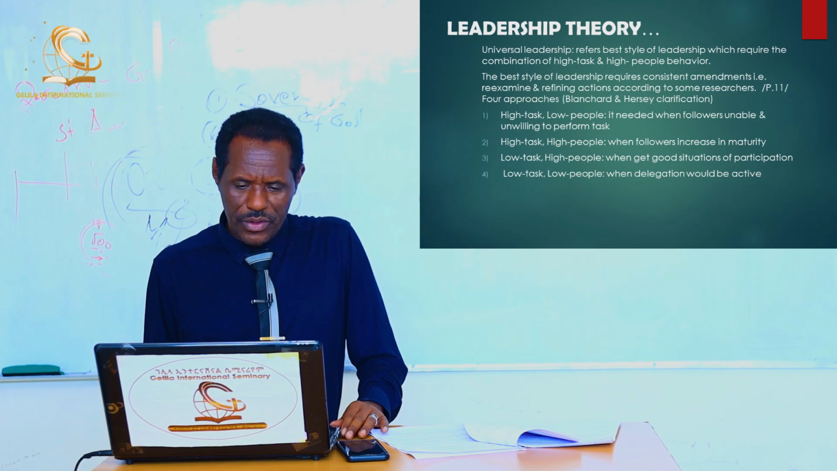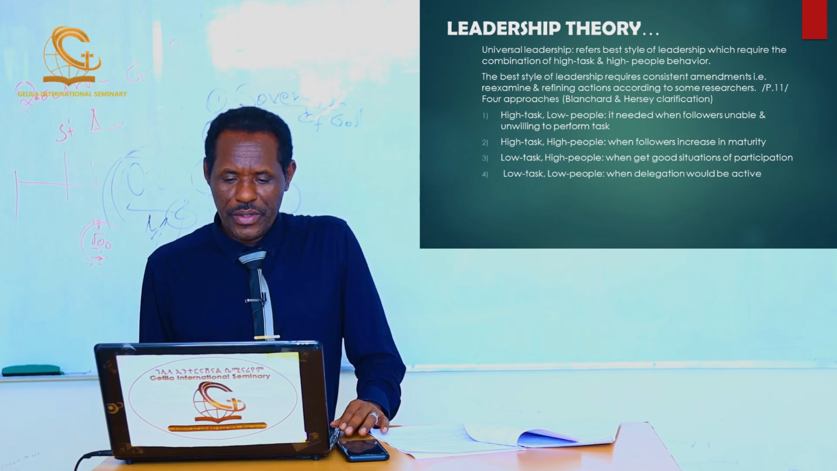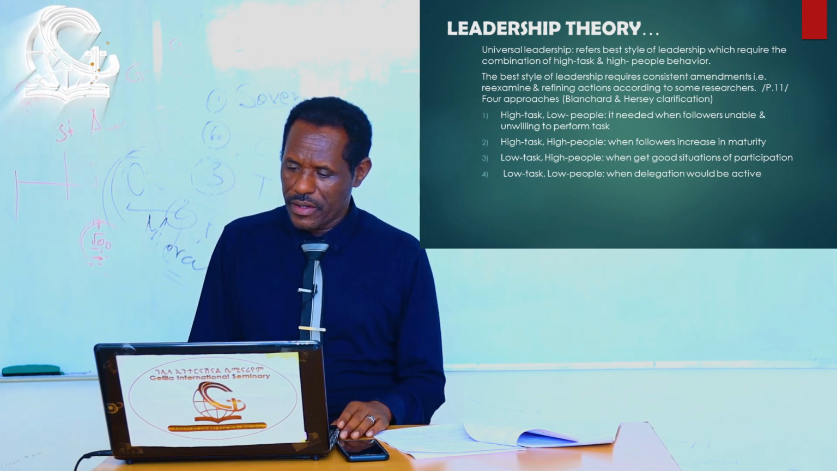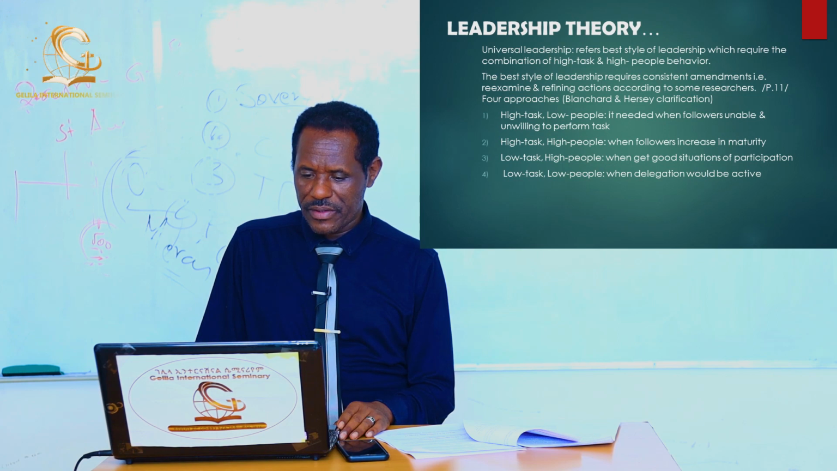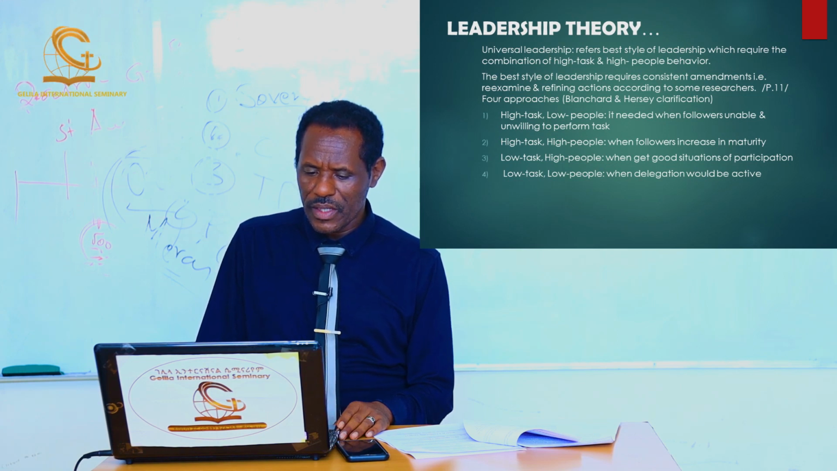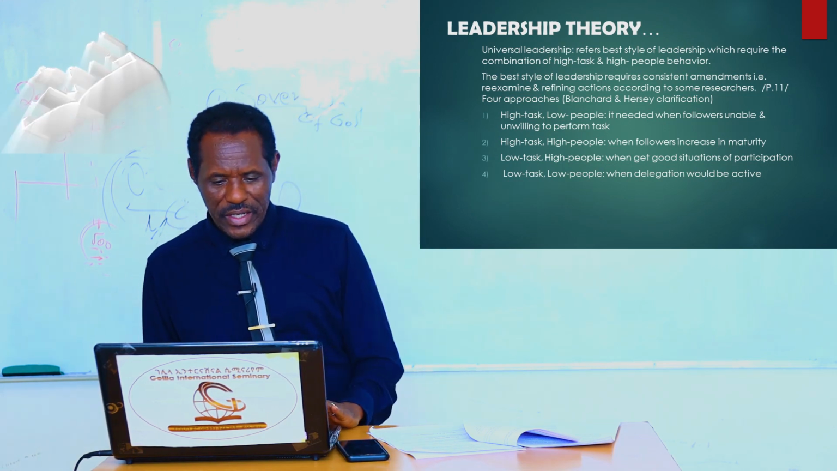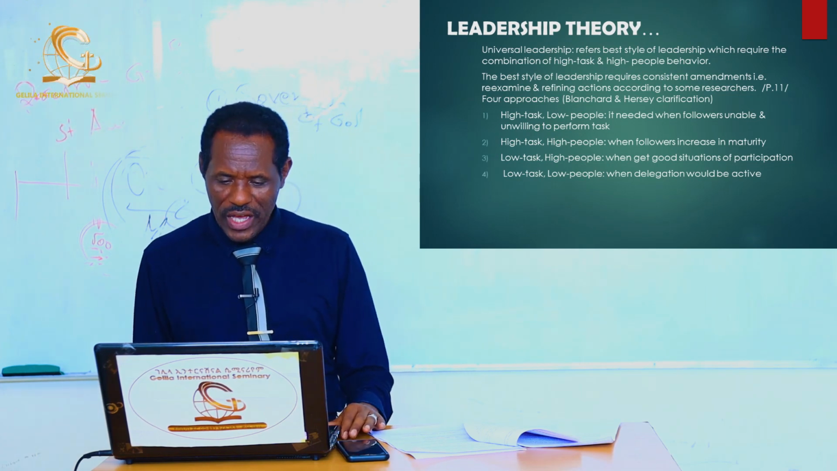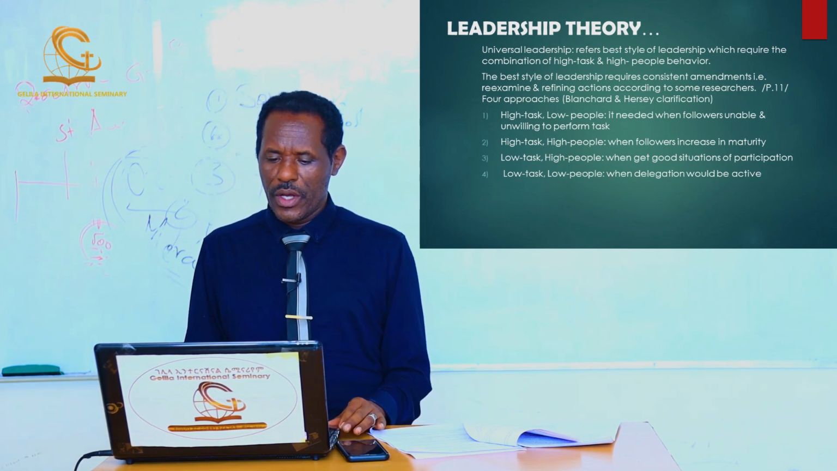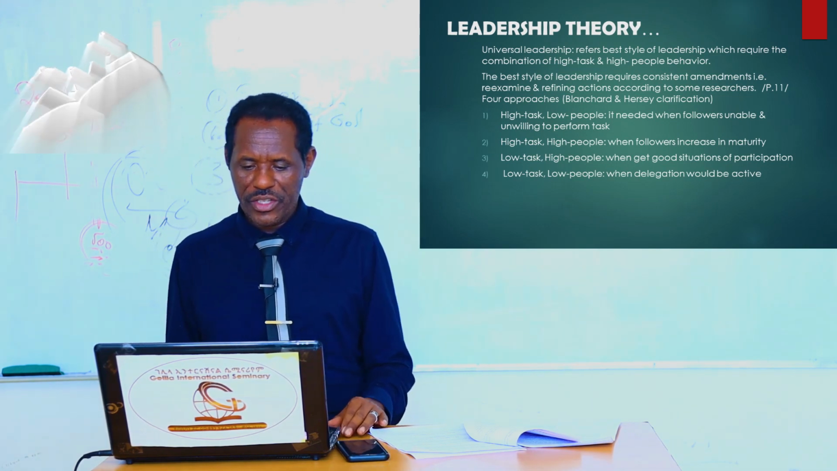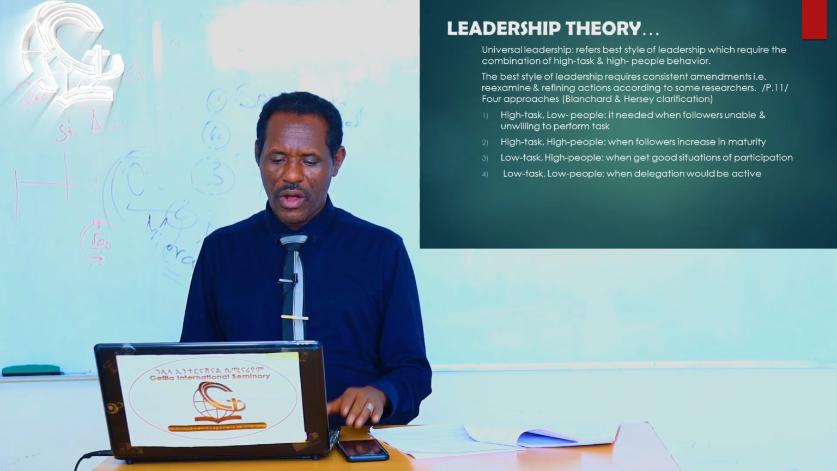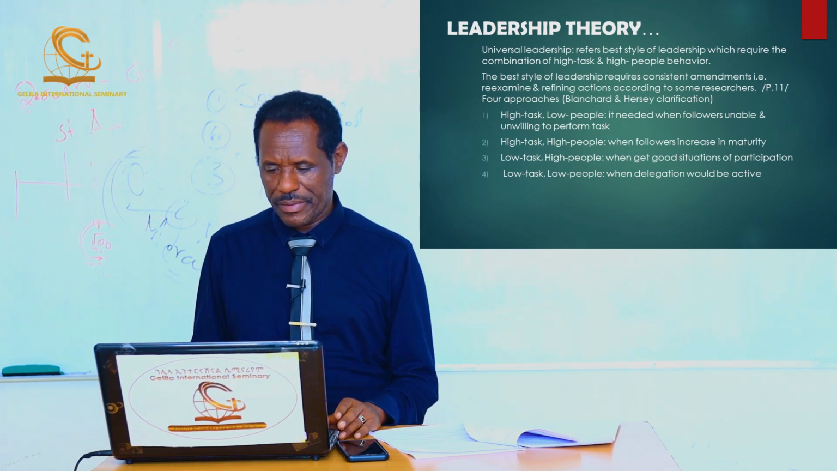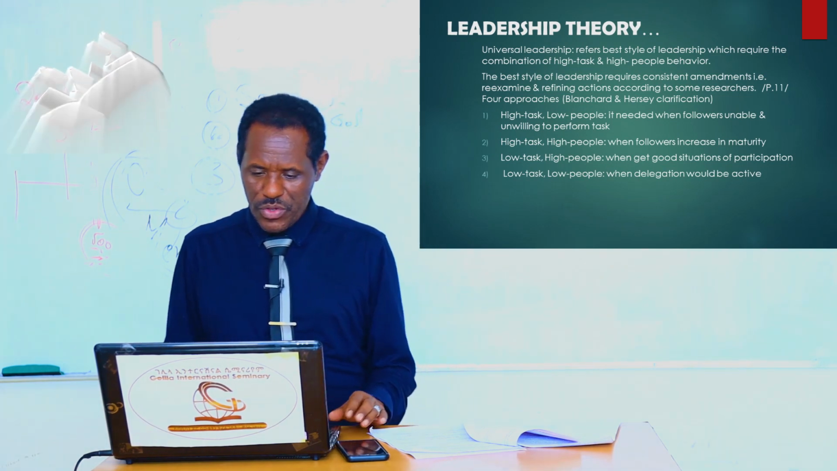Page 11 of your module. There are four approaches in this area. Blanchard and Hersey clarify this. The first one, high task, low people approach. It is needed when followers are unable and unwilling to perform tasks. When people become weak in their performance, we need a high task and low people leadership approach. We have to push in this way.